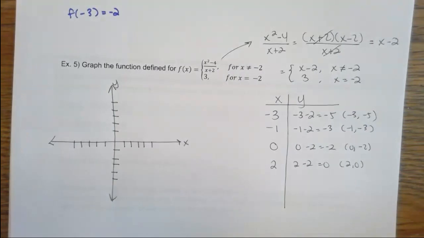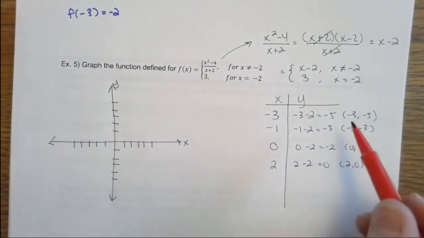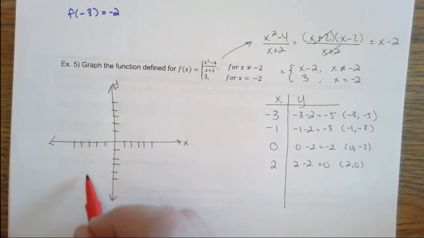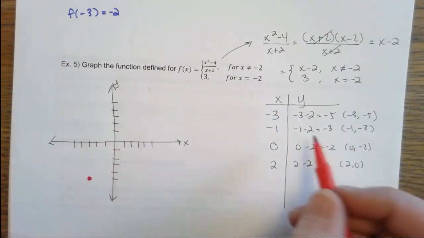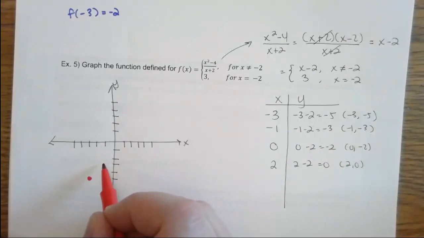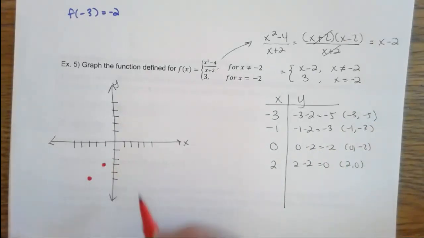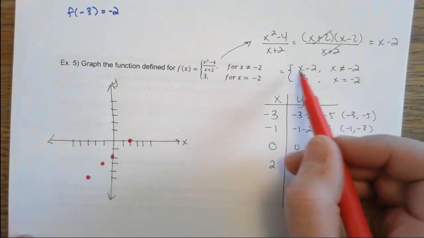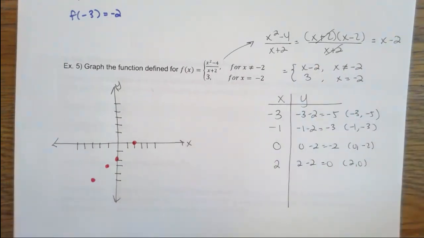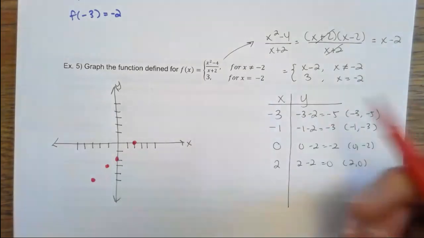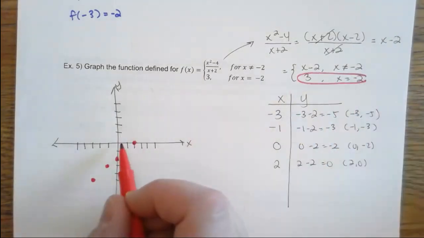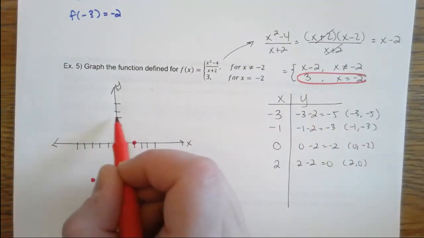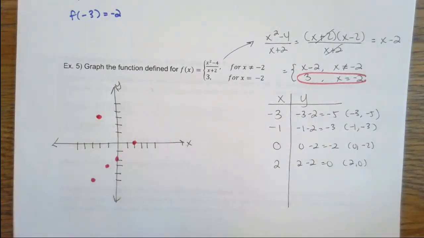I'm just going to go by ones there. So what I have here, my first point is at -3, -5. 1, 2, 3, -5, so about right there. -1, -3. 0, -2. 2, 0. And I can see that this is a linear function, so I'm getting this nice linear graph. Now, just be careful here, because at -2, the value is going to be 3. So that value is actually up here.